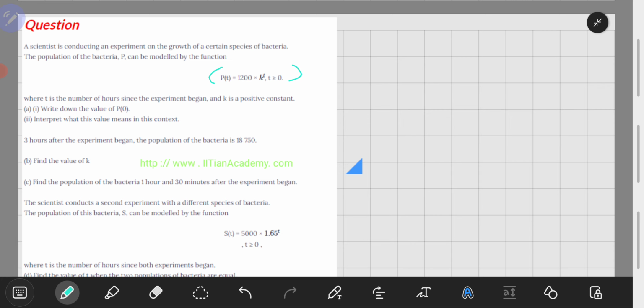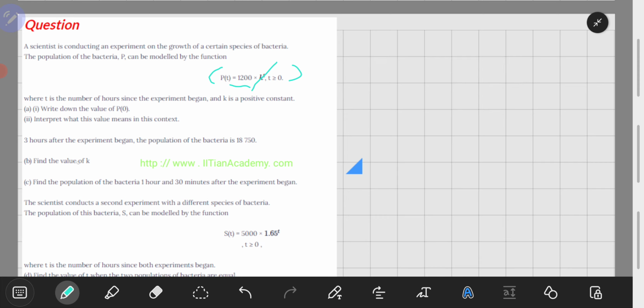P naught is simply the value of our population size at T is equal to 0. So when T is equal to 0, the constant cancels and we just get 1200. So for question A, the answer is simply 1200 is equal to P naught. And for question A II, well, I've already explained that, but P naught is simply the initial population of the bacteria. Okay, great.